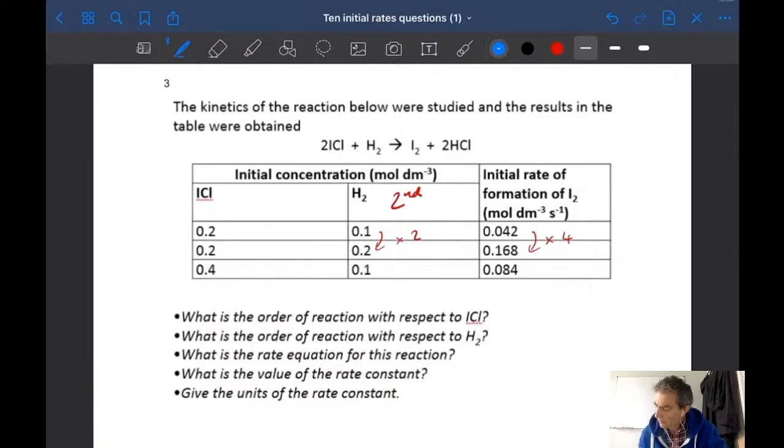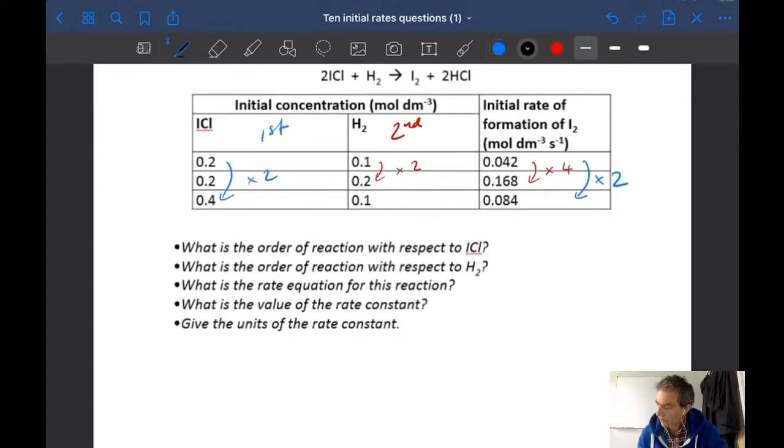Change colour. You can see experiments 1 and 3, hydrogen's staying at 0.1, whereas the ICl is doubled. And what's happening to the rate? 0.042 to 0.084, that's a twofold increase as well. So this is first order because it's doing the same thing. Okay, so we can write the rate equation now.